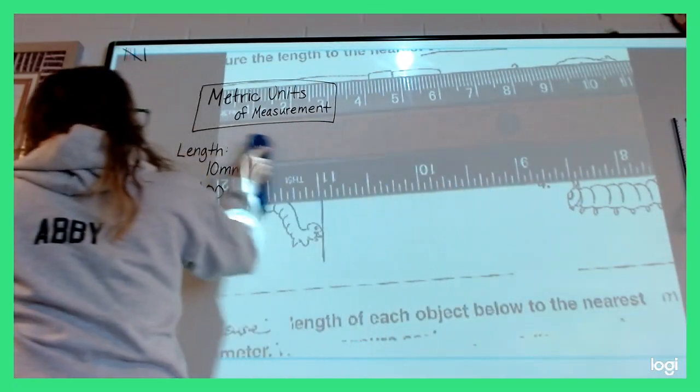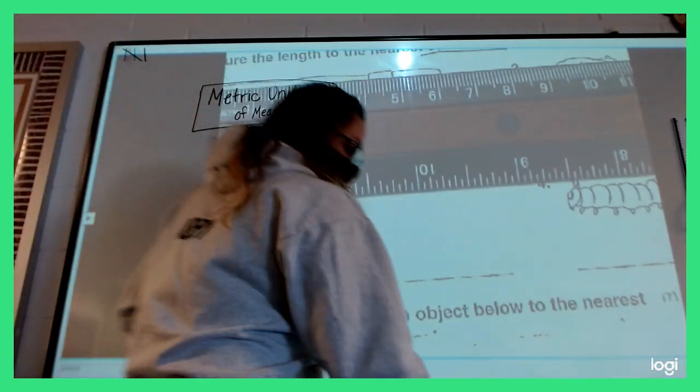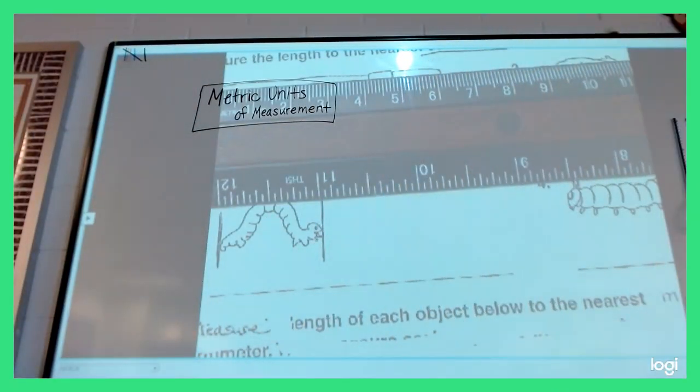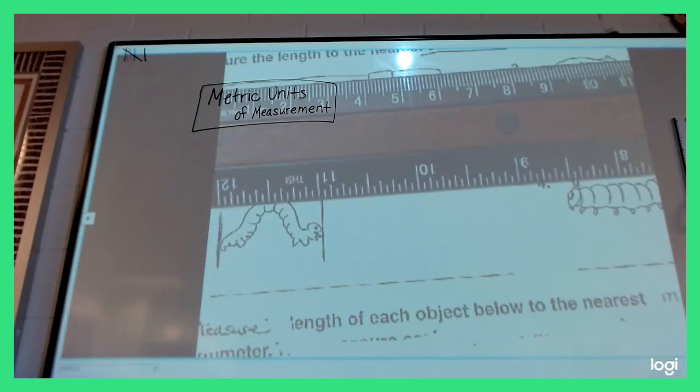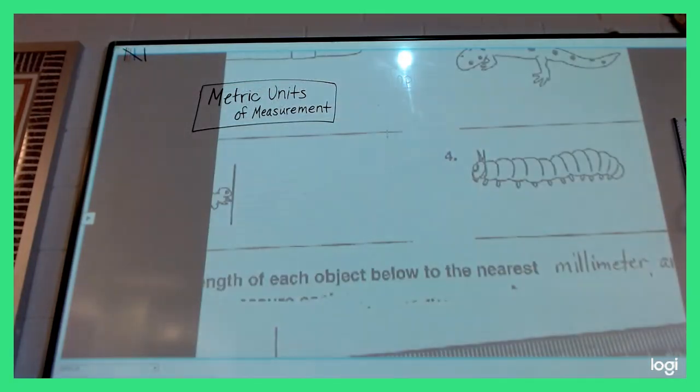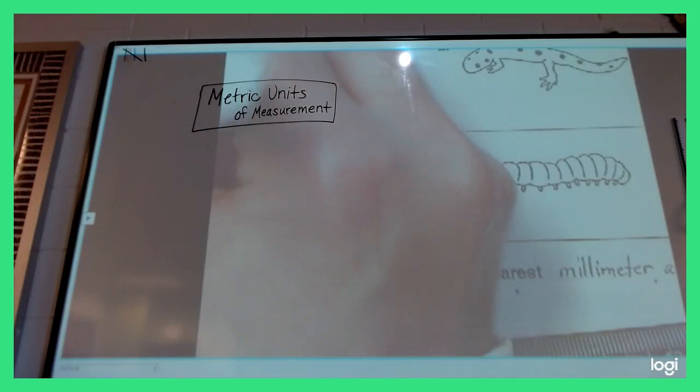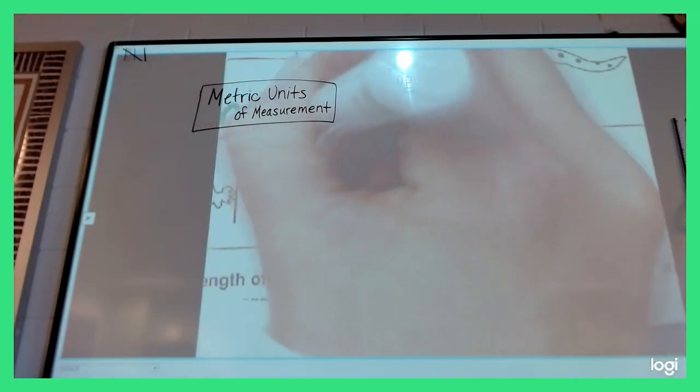All right, I'm going to erase some of this. Right, now we're going to check out the salamander. All right, let me write my answer real quick. This was 6 centimeters and 2 millimeters.